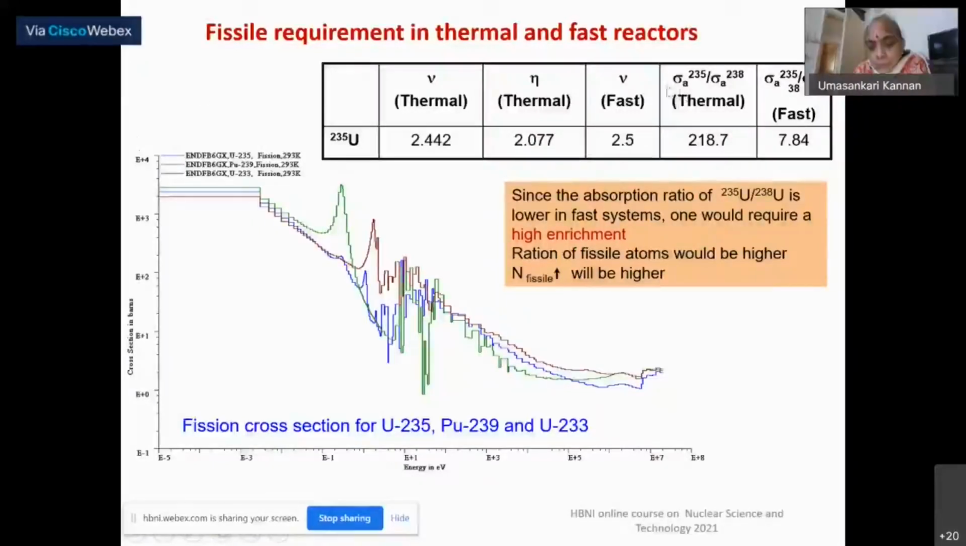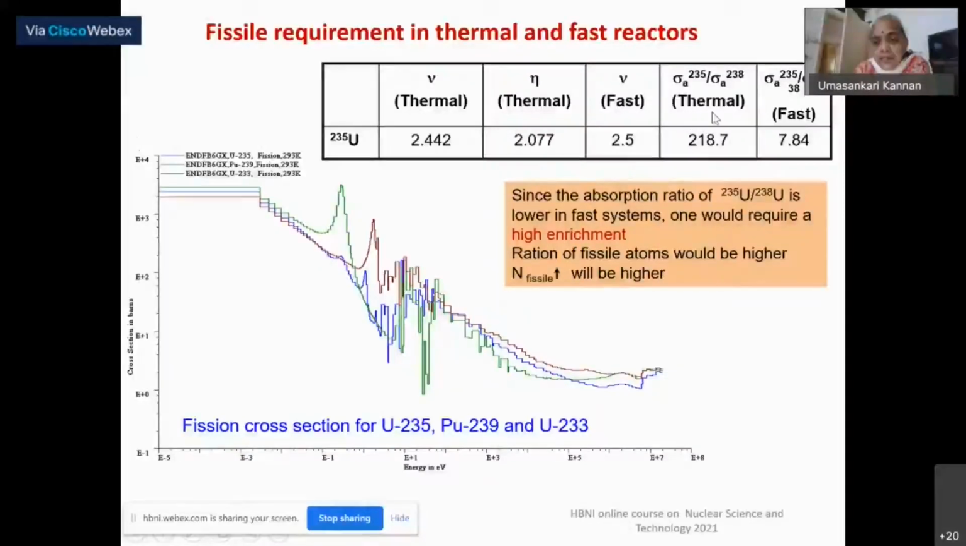But what I want you to understand is the ratio of sigma absorption of 235 to that of uranium-238. This is the fissile to fertile captures. You can talk something like that, fissile to fertile. This is the amount of fissile, means production mechanism, and this is a loss mechanism. This ratio will determine how much fuel is required.